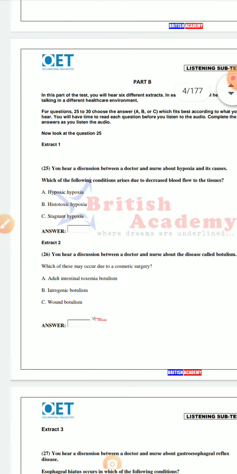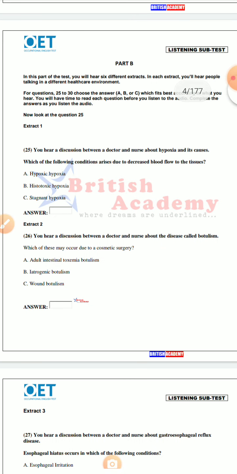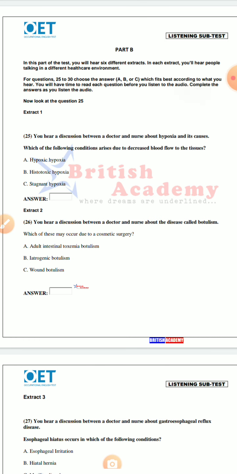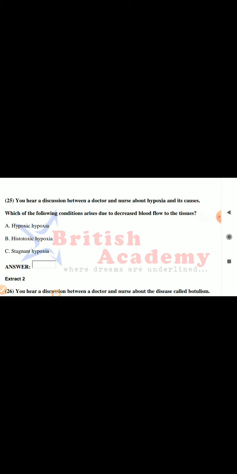Okay, in part B I am not going to go into detail about it, but I'll give some brief points and I'll give a detailed picture in the next classes. Okay, in part B you hear an extract like this. You hear a discussion between a doctor and nurse about hypoxia and its causes. Which of the following conditions arises due to decreased blood flow to the tissues? Hypoxic hypoxia, histotoxic hypoxia, or stagnant hypoxia? You need to hear the extract and find the answer from this.